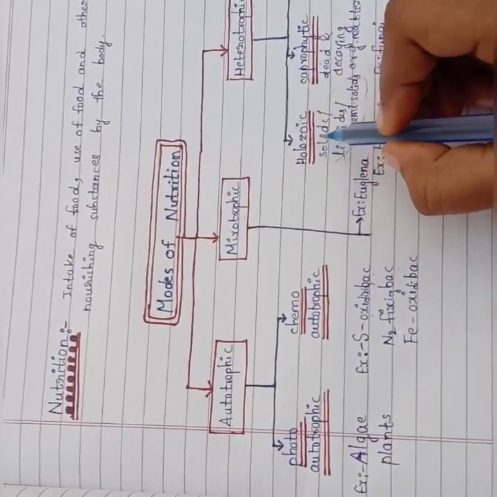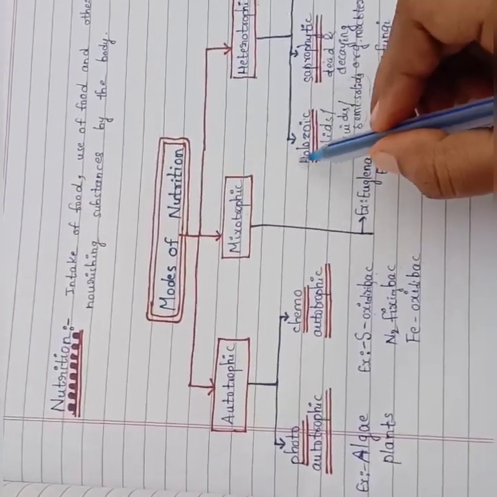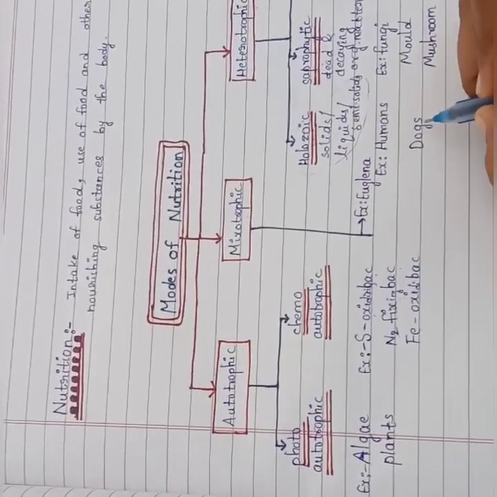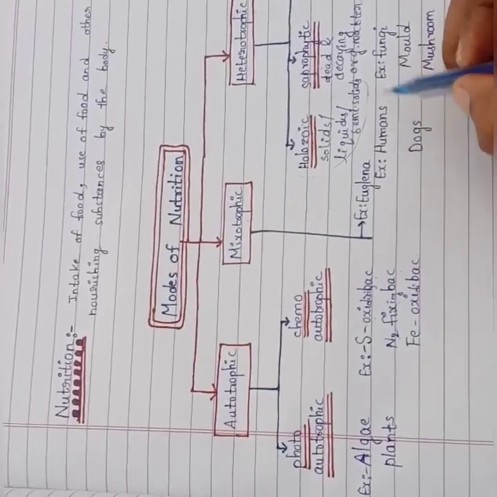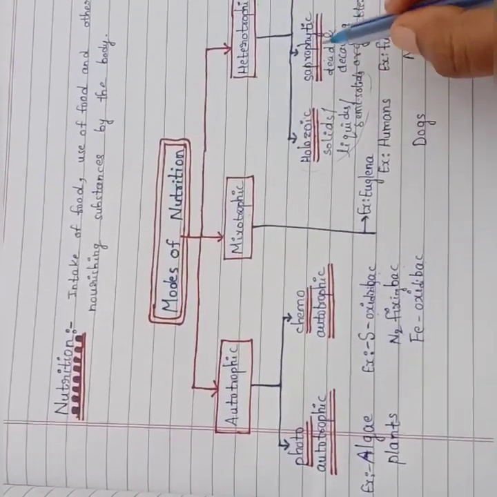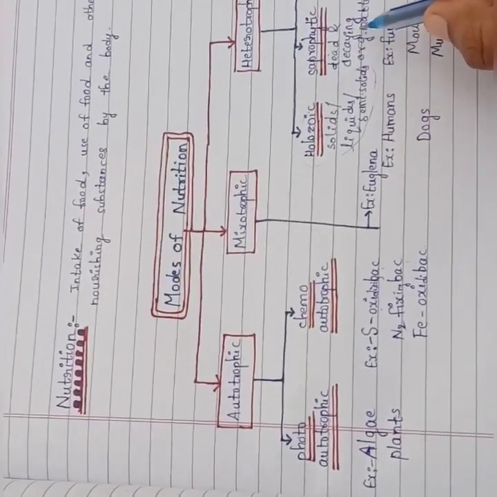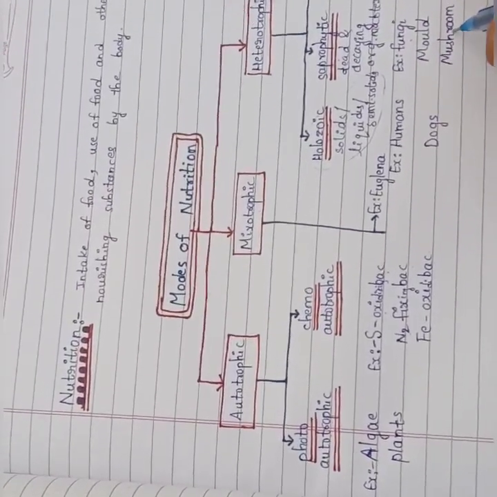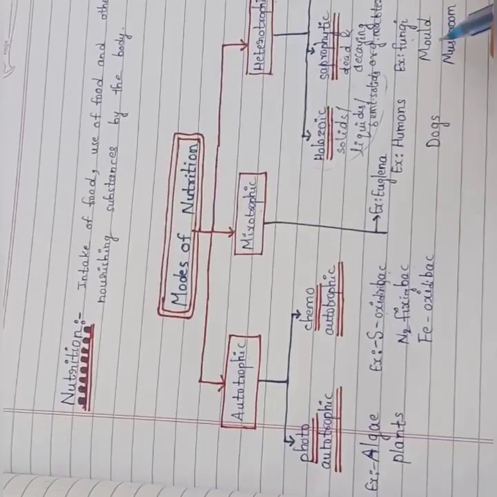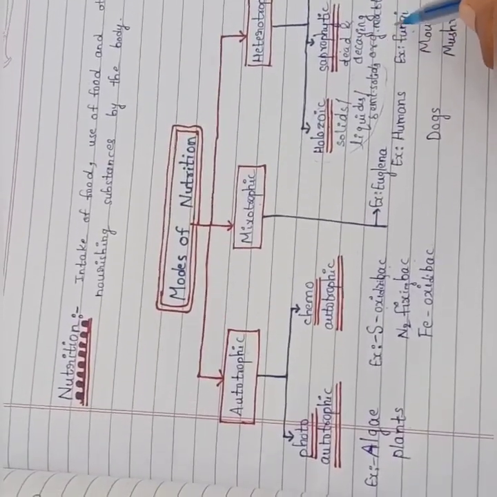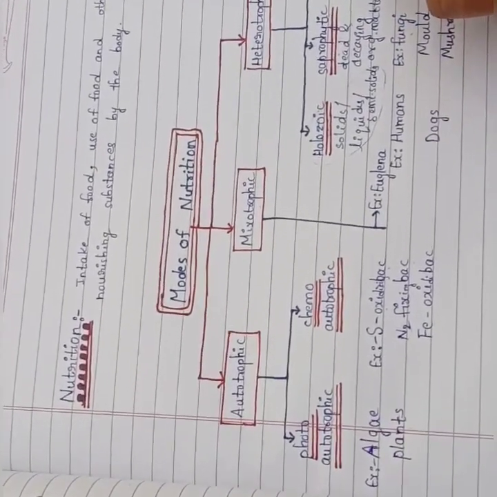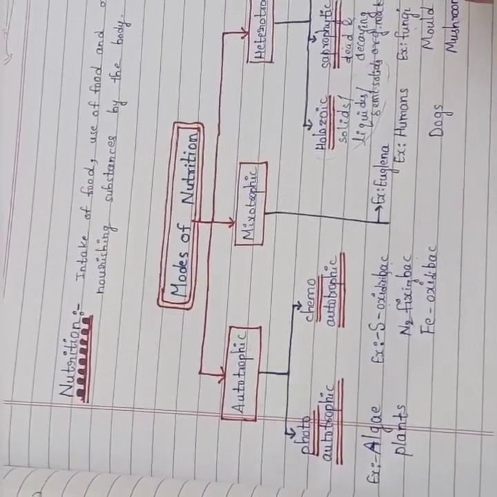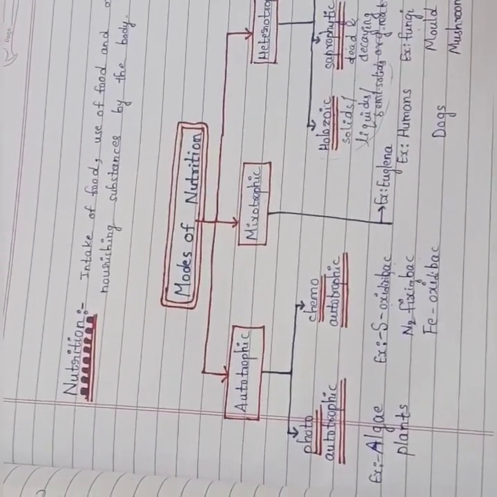The best examples for holozoic nutrition are humans and dogs. The best examples for saprophytic nutrition are fungi, mold, and mushroom. Almost all fungi belong to the saprophytic mode of nutrition. In the case of parasitic mode of nutrition, the best examples are lice, bedbugs, and mosquito.